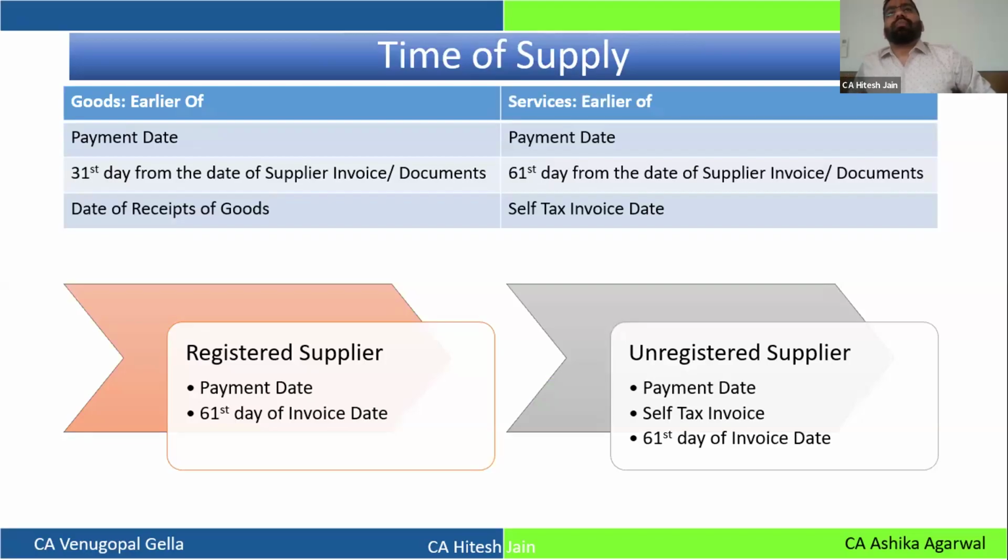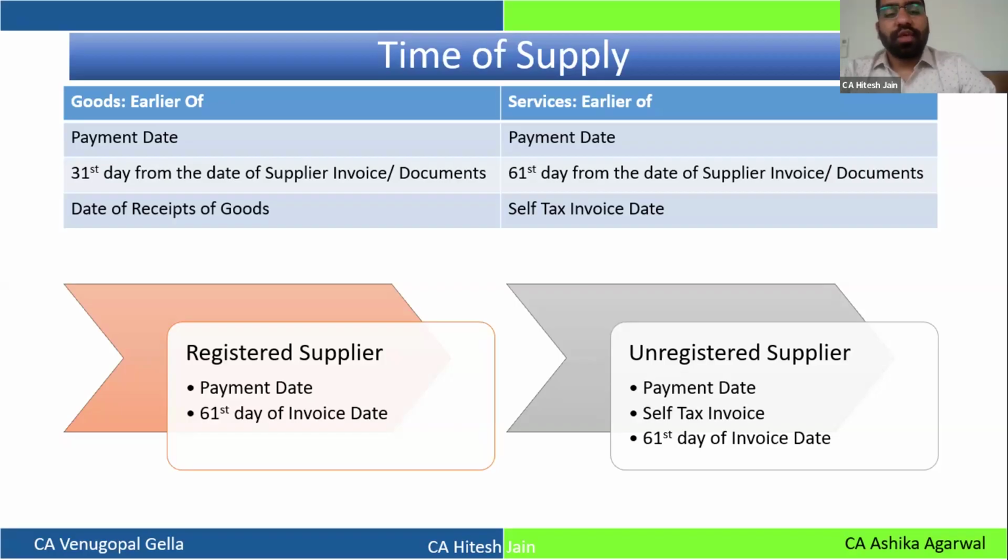Now comes the time of supply. With regard to time of supply in case of goods, the time of supply is the earliest of these three dates: first, the payment date; second, the 31st day from the date of the supplier invoice or the self-invoice document; and third, the date of receipt of goods. Whichever is earlier is the time of supply in case of receipt of goods which are taxed under the reverse charge mechanism.